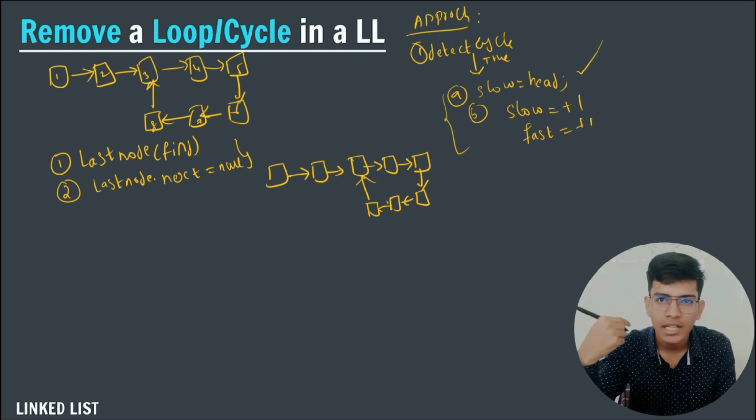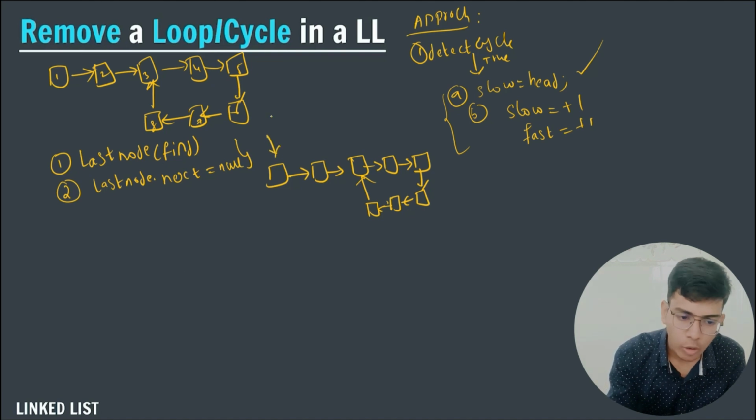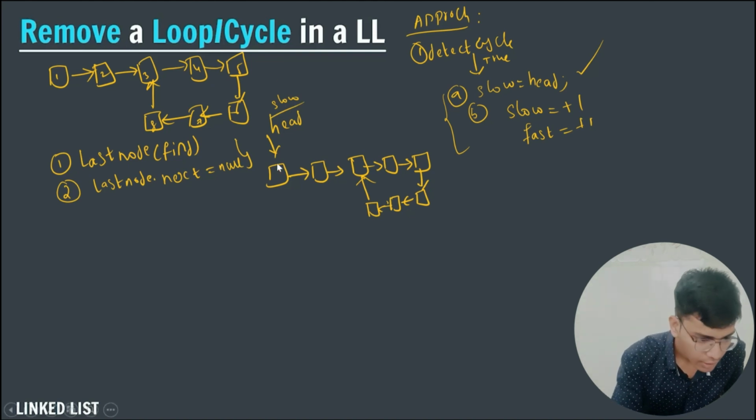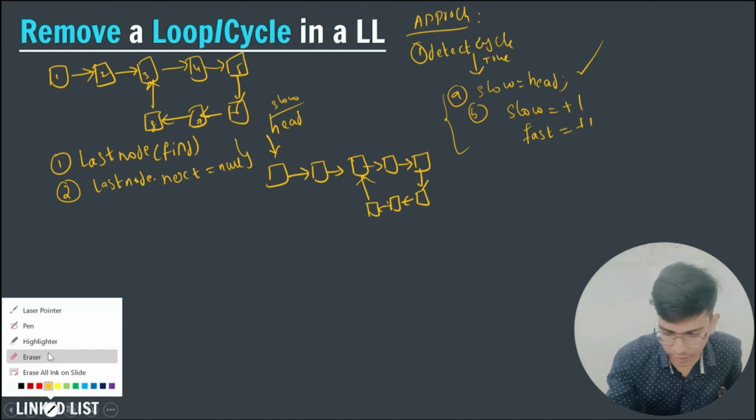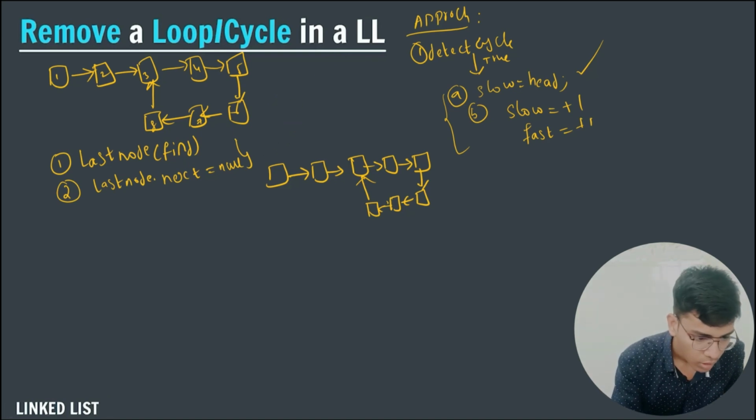The first step will be to change the value of slow. So slow will become this value. Slow will become this. And before that, let me remove this, I will explain it clearly. Let me remove this thing. Now let me choose my pen again.